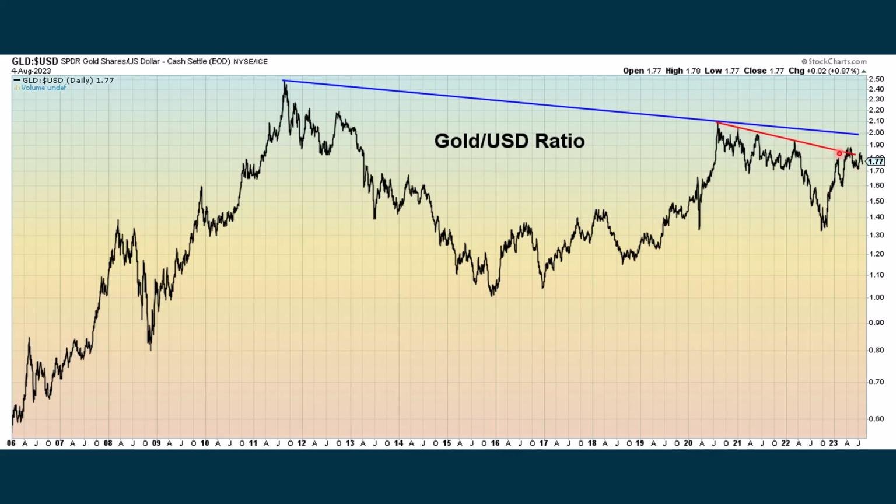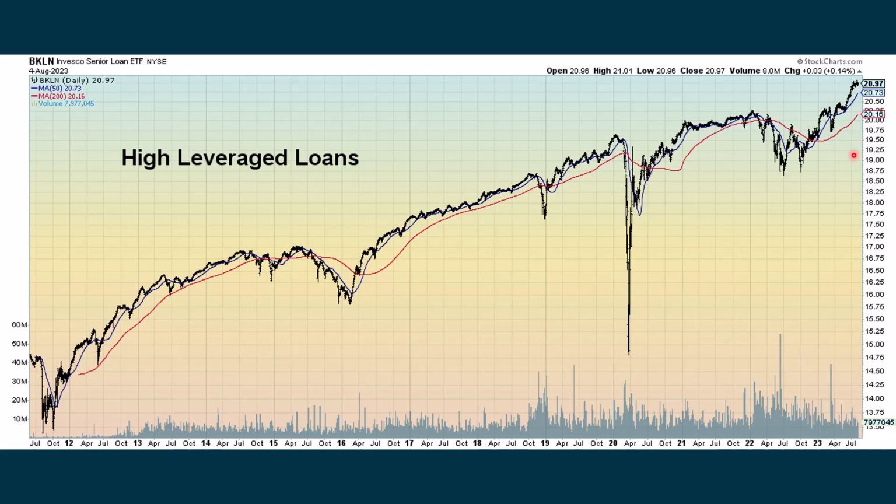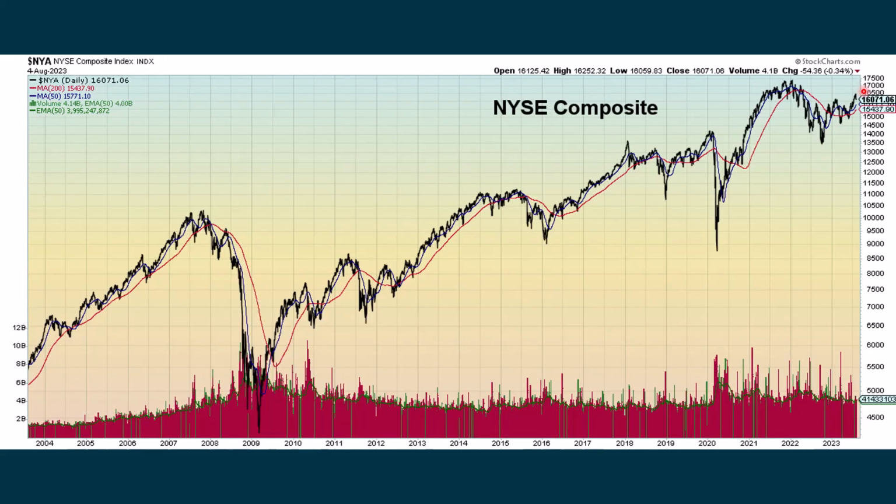We can't seem to get above this layer of resistance. High leverage loans are considered to be risky loans, and if the economy was getting ready to fall apart, would we be in an uptrend? Probably not. The NYSE composite, a very broad measure of the market, continues to be in an uptrend.